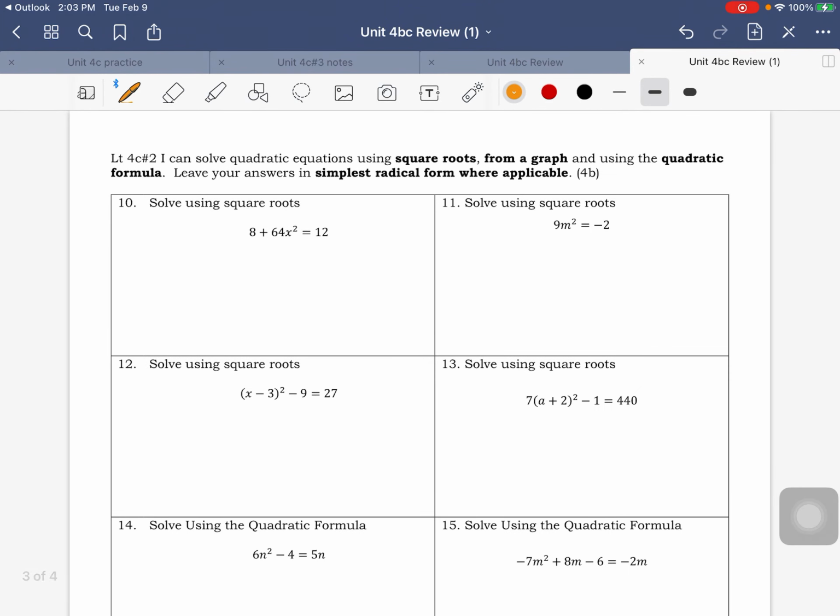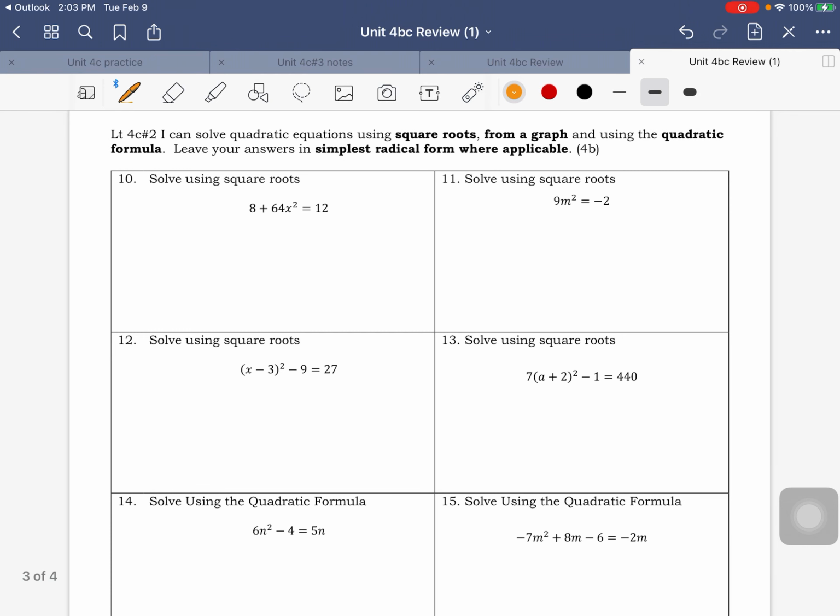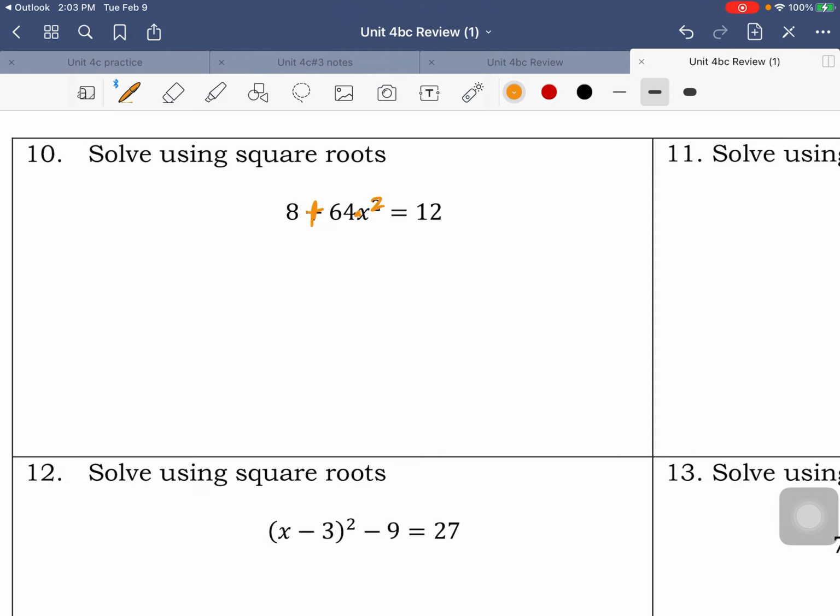Number 10, using square roots. Square roots is all about getting the x term, x by itself. In the proper order, we have an addition, a multiplication, and a square. So we're going to do reverse order of operations. It's a positive 8, so we're going to subtract 8. It's 64x squared equals 4. The opposite of multiplication is division.